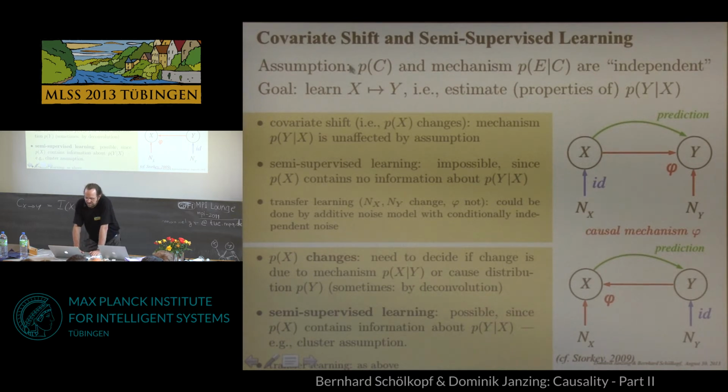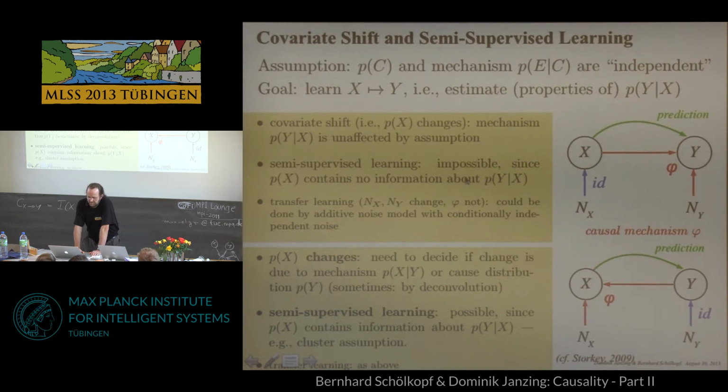So this assumption is now interesting if we think about how it reads depending on whether C and E are X and Y or Y and X, so whether we're forward or backwards. And I just want to point out this one case of semi-supervised learning. If we are learning in the causal direction, then our assumption simply says that P of X and P of Y given X are independent, right?